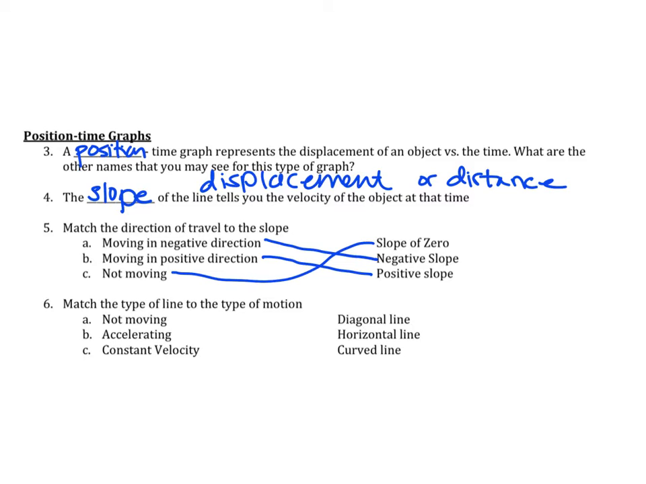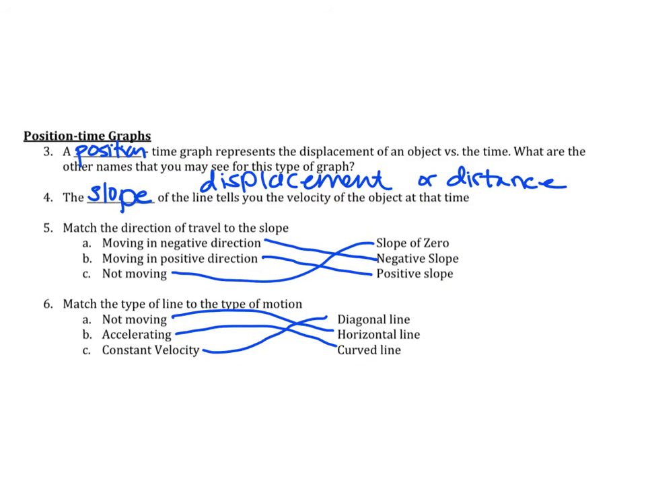Number 6, match the type of line to the type of motion. So this is the shape of the line. If we're not moving, we want to find a horizontal line. If we're accelerating, we're looking for curved lines. And if it's constant velocity, we're looking for diagonal lines.